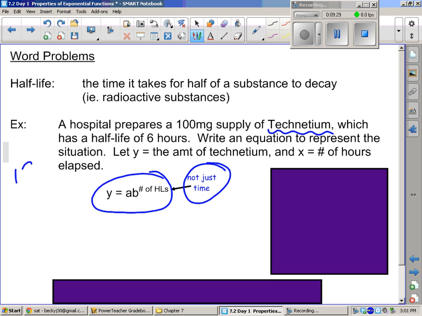So for instance, if I told you 12 hours have passed, how many half-lives is that? 2 half-lives. Because what you're really doing is dividing by 6. So our exponent's going to have division.